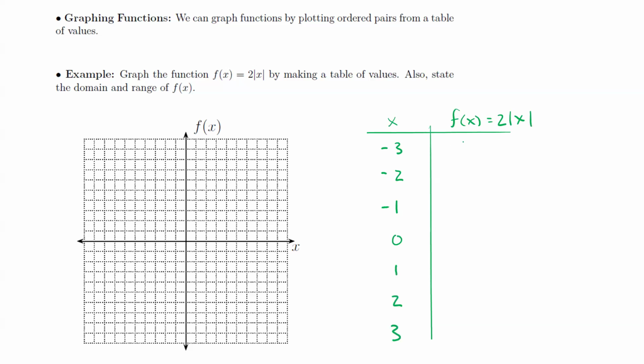And then over in this column, what we'll do is we'll plug in -3 into the function where we see an x, and then see what that results in. So we know that this is an absolute value symbol here, right? So if we take the absolute value of -3, we get 3. So we end up with +6. So this means that I can go and plot the ordered pair -3, 6.